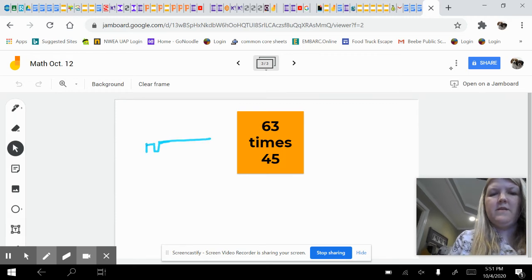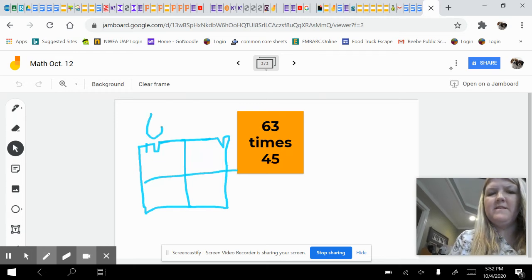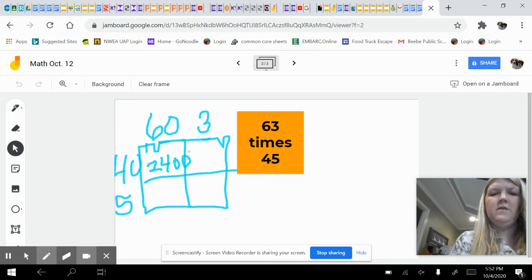So I'm going to just draw my box. And I'm going to split up the 63 into 60 and 3. So I break it up into the tens and ones. And then I'll break up the 45 into 40 and 5. And then I multiply 40 times 60. So I know 4 times 6 is 24. So 40 times 60 would be 2,400.